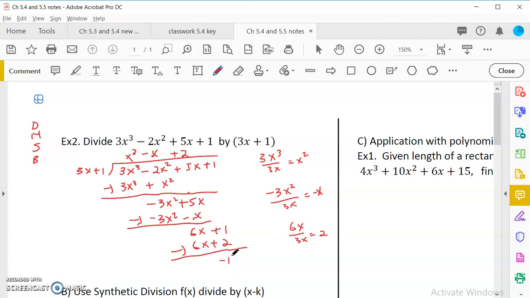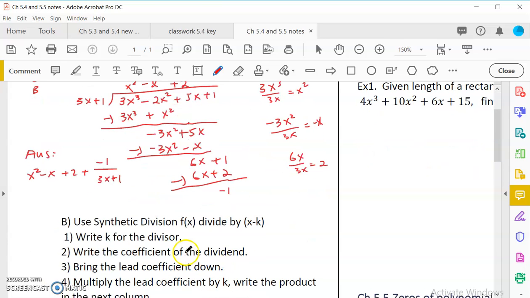Here we have the answer and the remainder, so let me write the answer: x squared minus x plus 2, plus negative 1 over the divisor 3x plus 1. So that's how you do long division. I'm going to go over how to do synthetic division in the next video.